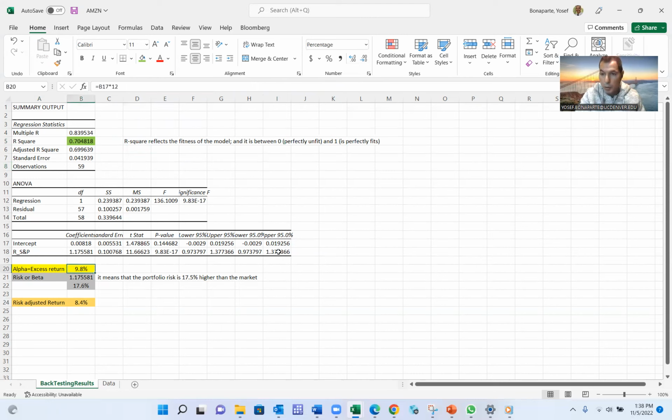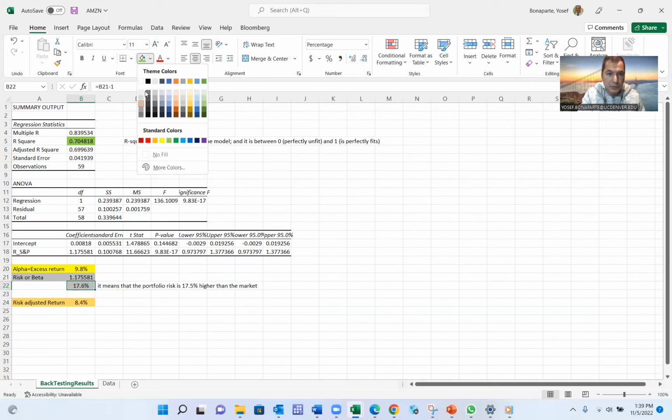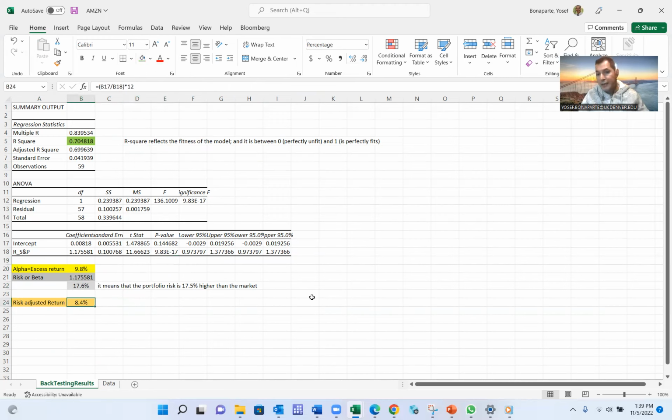So our excess return, our alpha, is 9.8, our beta 1.17. That means 17% riskier than the market. And then let me put a different color here just to show that it's different. And then the risk-adjusted return is 8.4. That's pretty much what we have about backtesting.